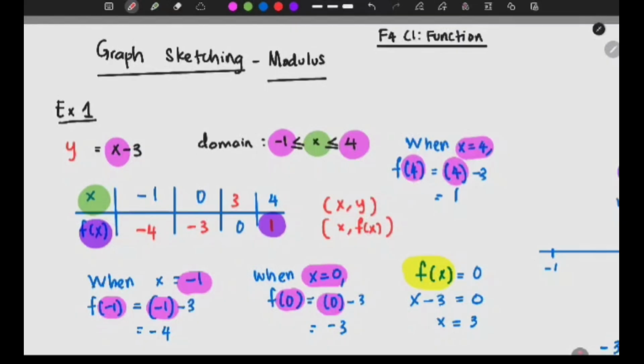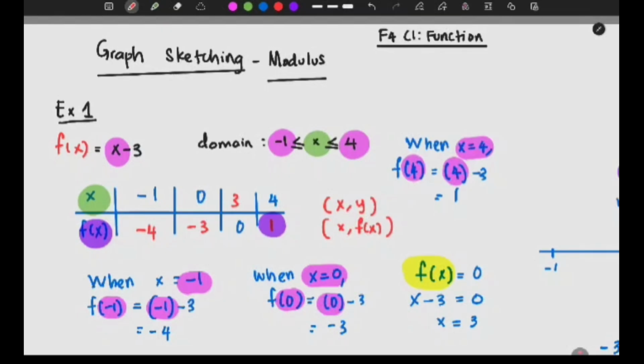If they say y, you put y. If they say fx, you put fx. Most of the questions use fx, so use fx. If it is gx or hx, follow the question, you just have to replace the y-axis according to what they give. The x-axis remains the same, don't have to worry. So now this is how you read a coordinate.